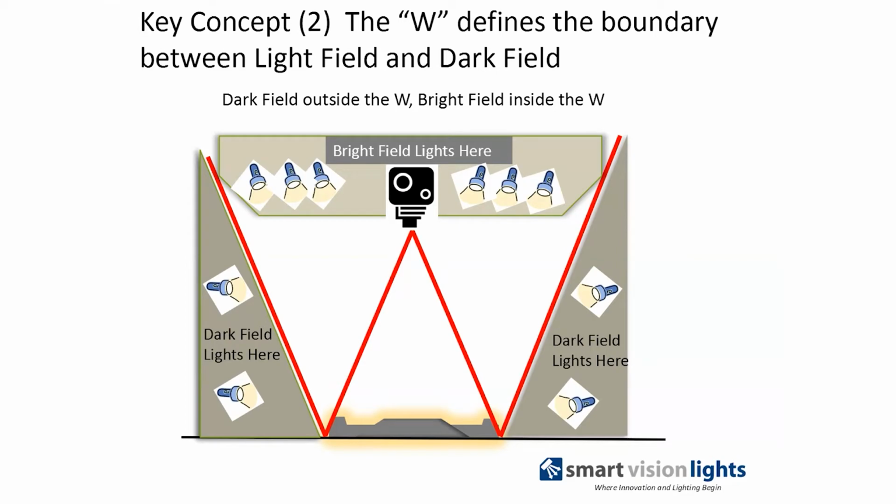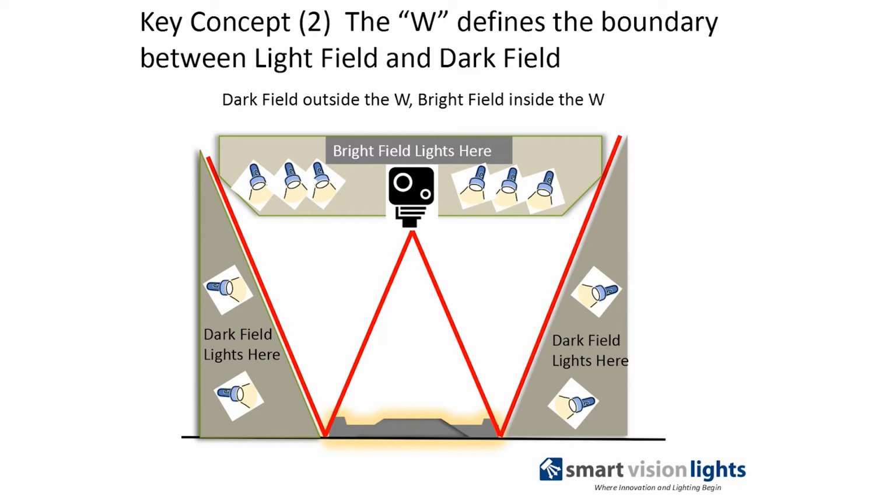So the W defines the boundaries between bright field and dark field lighting. Anything within this W on the positive side here, looking with the camera at a steeper angle, creates a bright field image. If we want a dark field image, we can place the light in many places, but it has to be outside this W at a lower angle, where the primary rays from the light are going to strike a low surface and bounce away from the camera and not into the camera lens.